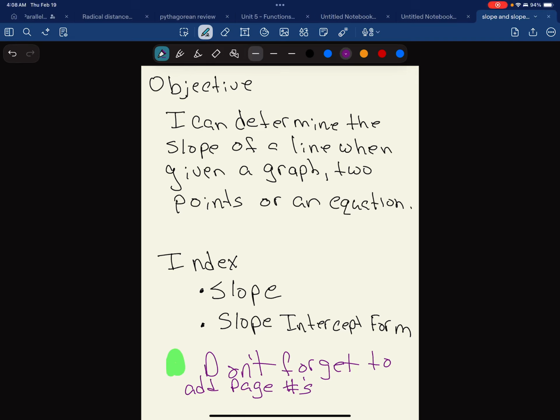Right, so today we're going to look at a slope review. In the very front of your binder, on your objective sheet, on your next lines, I can determine the slope of a line when given a graph, 2 points, or an equation. Don't forget to go to the back of your binder, to your index, and add slope and slope-intercept form. And don't forget to add your page numbers. Remember, you're supposed to be numbering your pages as we go.